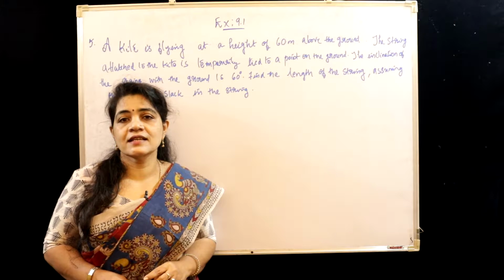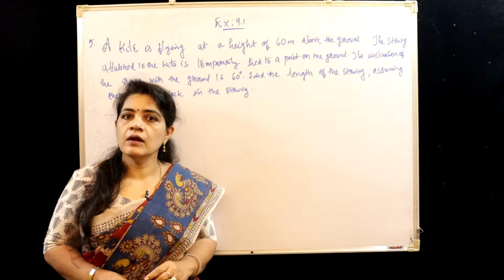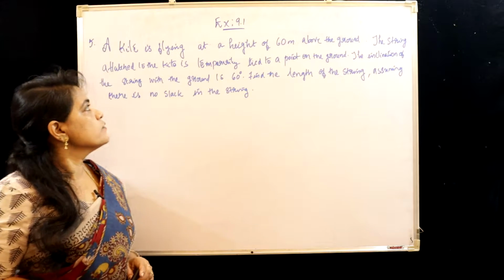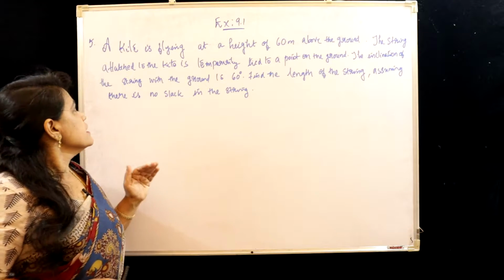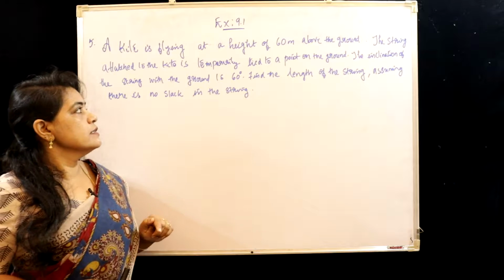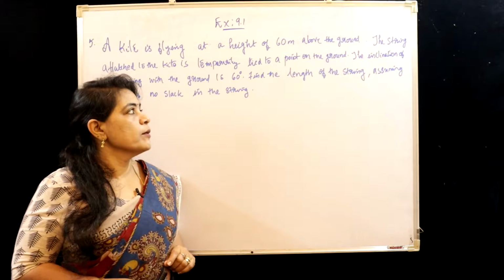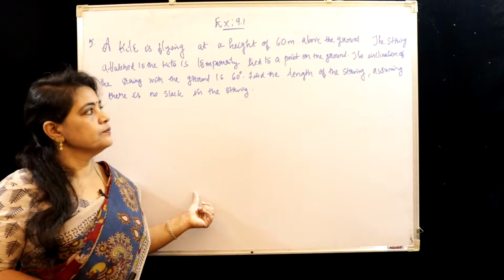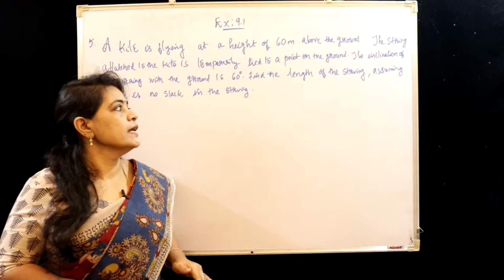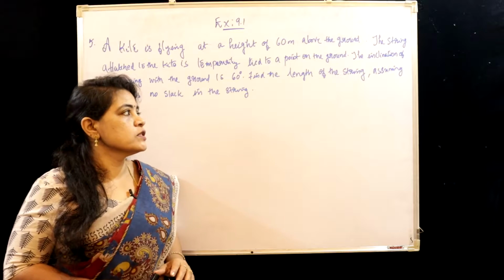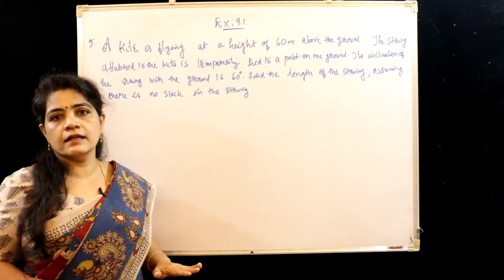We are continuing exercise 9.1. Question number 5. A kite is flying at a height of 60 meters above the ground. The string attached to the kite is temporarily tied to a point on the ground. The inclination of the string with the ground is 60 degrees. Find the length of the string assuming there is no slack in the string.